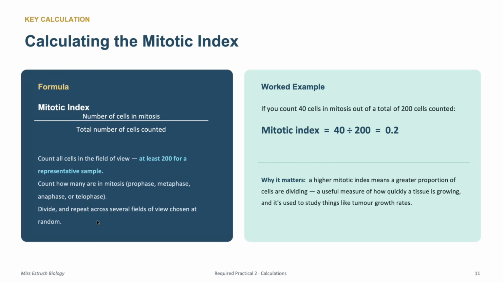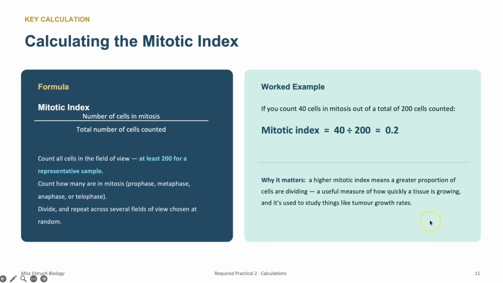Now again, to make it more reliable, we should then repeat that at different fields of view. So what we mean by that is you've got a microscope slide. If you just do this once, you've calculated the mitotic index for a tiny position on that route. You should actually move your slide slightly, calculate it again for that field of view, and repeat that at least 10 times. So here's a worked example. If you count 40 cells in mitosis out of 200, 40 divided by 200 gives us a mitotic index of 0.2.